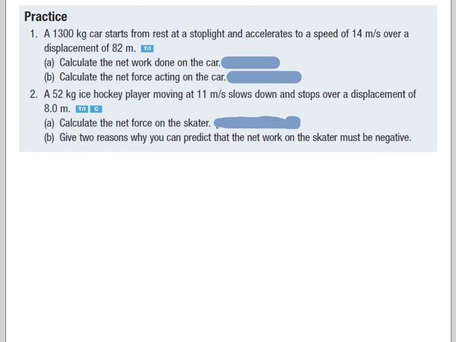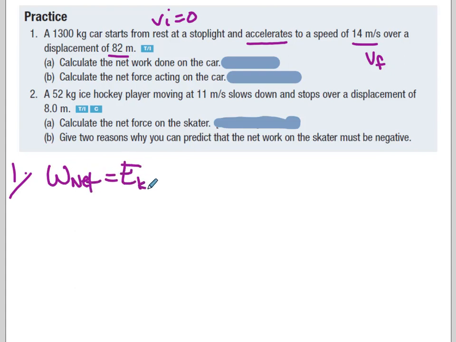Okay, so let's just take up a little bit of them. Let's go after number 1 fairly quickly here. A 1,300 kilogram car starts from rest. That's important. That's VI is 0, so I already know that EK1 is 0. It accelerates to a speed of 14 meters per second, so I have a V final, over a displacement of 82 meters. Calculate the net work done on the car. Net work would be EK2, or EK final, whatever you want to call it, minus EK1.